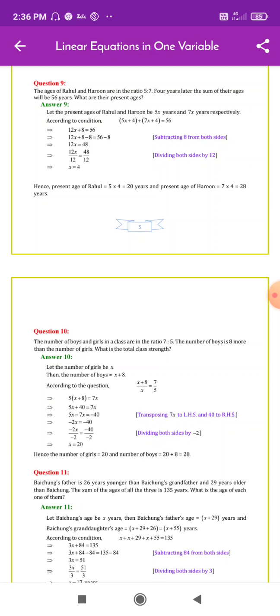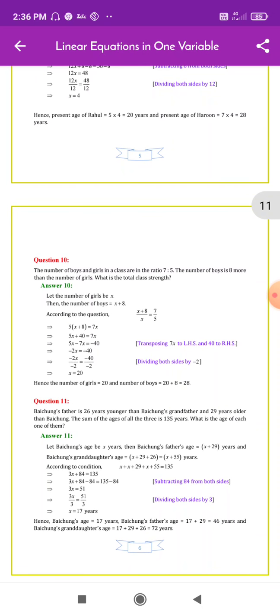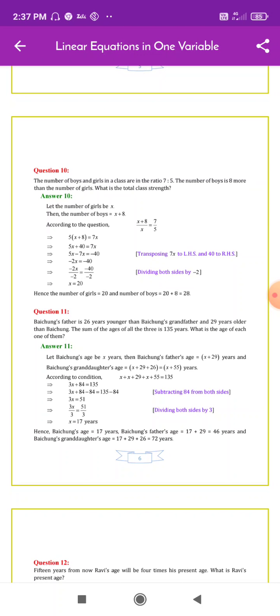So what will we get as the answer? Plus 8 and minus 8 will be 0. So 12x equals 48. We can go directly to x equals 48 upon 12, or we divide both the sides by 12, then we get the answer x equals 4. Yes or no? Then the present age of Rahul is 5x, that is 5 into 4, 20 years. Then the present age of Arun is 7x, that is 7 into 4, that is 28 years. Have you understood, students?